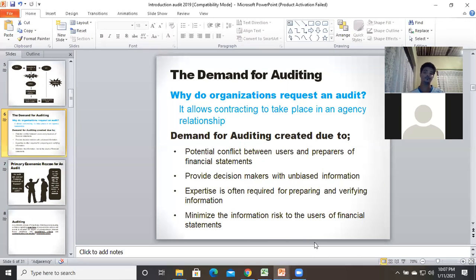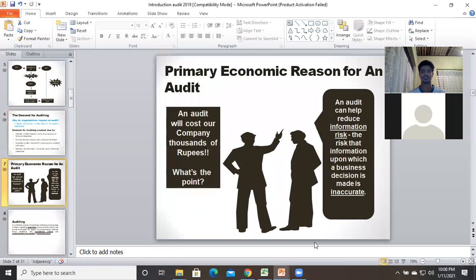Demand for auditing. Why do organizations request an audit? Here I have put: it allows contracting to take place in an agency relationship. As we discussed in the last session, simply the main reason for this demand for audit is conflict of interest.